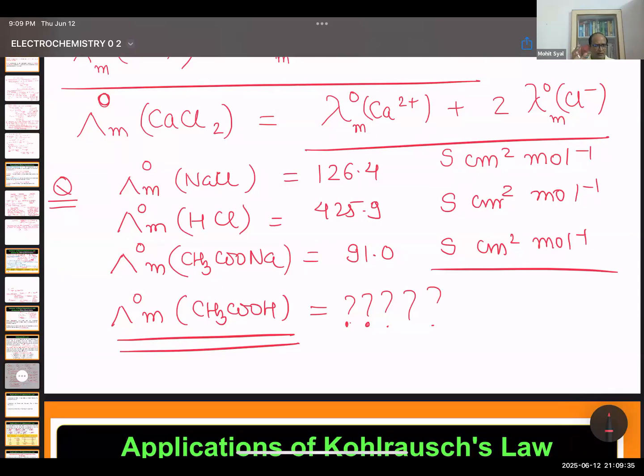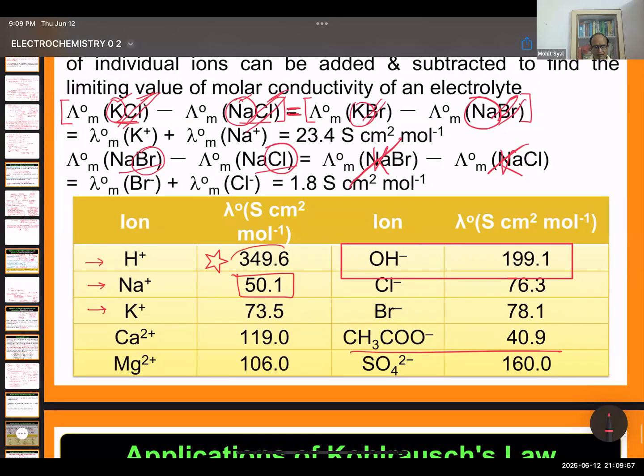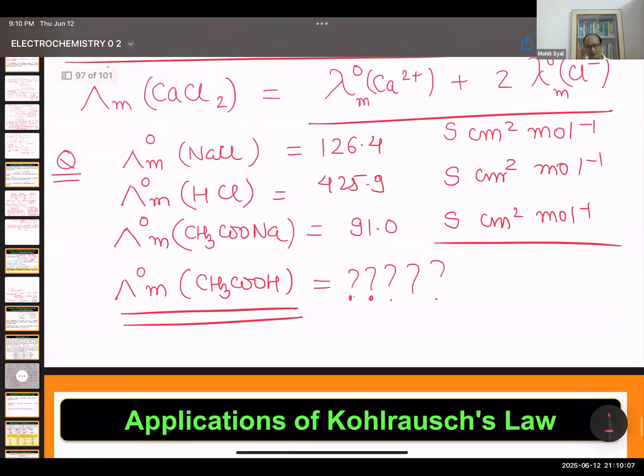If they would have given the limiting value of molar conductivity of H plus ion and acetate ion, then we would have added both of them to get the molar ionic conductivity of acetic acid. Or if they would have given this table, then you will take H plus as 350 and acetate as 40. Okay, 350 and 40, it will be somewhere around 390. But they have given some entirely different values, not of H plus and acetate ion, but the values for HCl, NaCl, and sodium acetate.